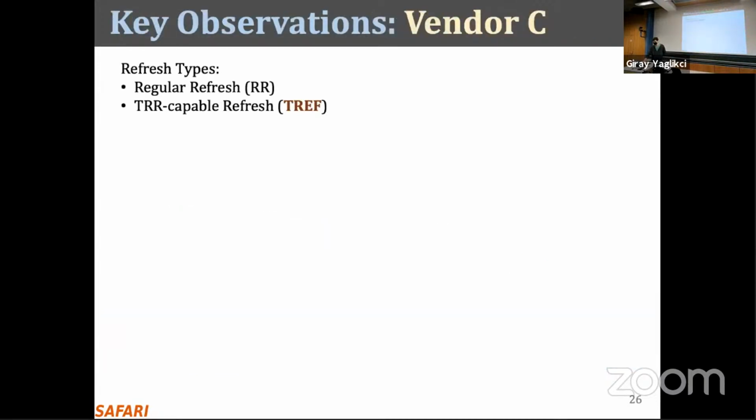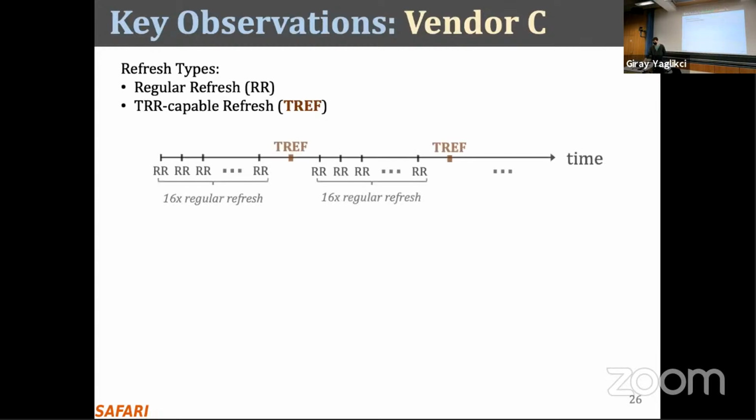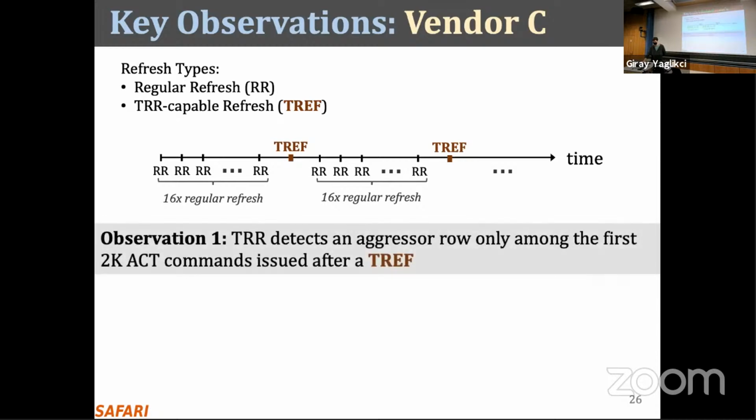Let me also quickly go over vendor C. Vendor C also uses one type of TR-capable refresh, and this time every 17th refresh command is TR-capable. So here the ratio of TR-capable refreshes is much lower. Based on our analysis, we suspect that this TR mechanism is more sophisticated compared to the other two vendors. It potentially uses a combination of both counter-based and sampler-based approaches. And we make two key observations that help us craft an effective RowHammer access pattern.